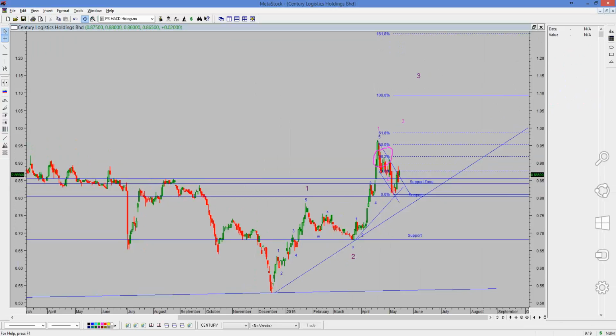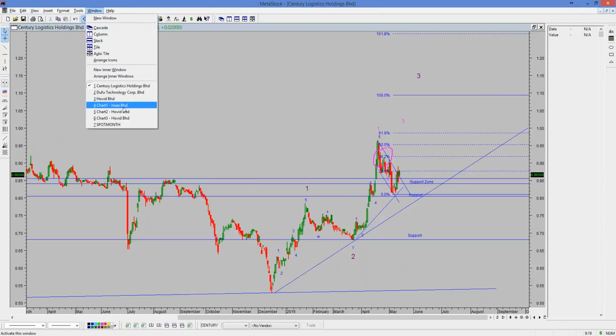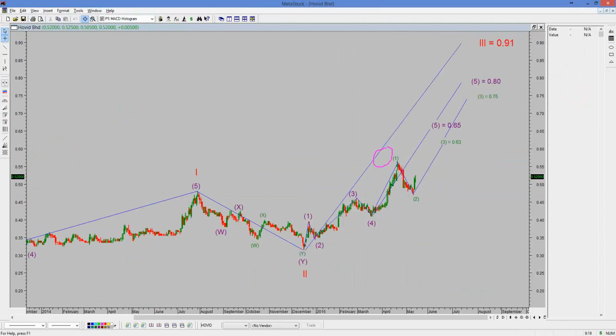the second stock pick, which is Hovid. Hovid. Okay. No. No. All right, let's move on to Hovid.